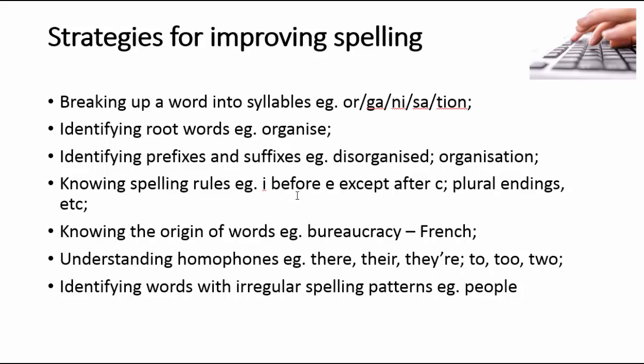Knowing spelling rules, I before E except after C, so that's the classic. We have that in words such as achieve and receive. Knowing the origin of words, so bureaucracy is a French word, so we know it's got an unusual spelling. It's different from a standard word. Understanding homophones, so there, their, too, two. So these are words which sound the same but have different meanings altogether. Very embarrassing if you make mistakes with these simple words. Identifying words with irregular spelling patterns, such as people. So EO is an irregular pattern in English. You just have to memorize it.